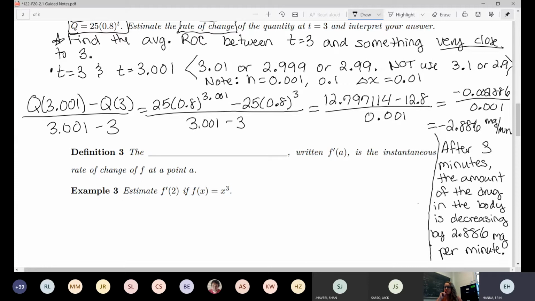So next definition is the derivative. The derivative of f at a, which is written, this would be read as f prime of a. So the derivative of f at a is defined to be the instantaneous rate of change of f at a. So the instantaneous rate of change and the derivative are equivalent. So they mean the exact same thing.